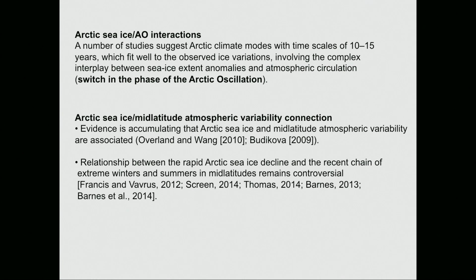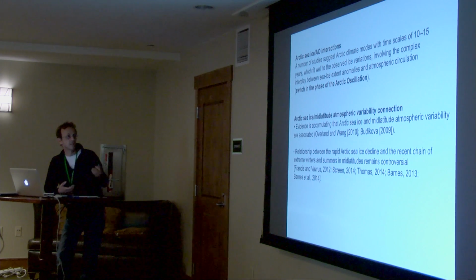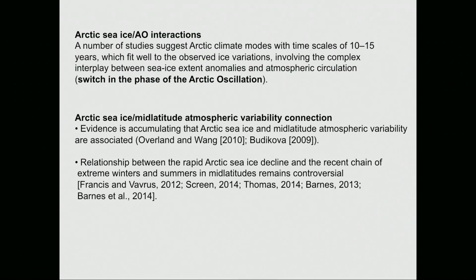There are also a number of other works which try to connect Arctic sea ice and mid-latitude atmospheric variability, although there's a lot of discussion going on about this controversial topic. But there are studies which try to tackle this issue, and whether there's any relationship linking together the rapid Arctic sea ice decline and a recent chain of extreme winters and summers in the mid-latitudes.